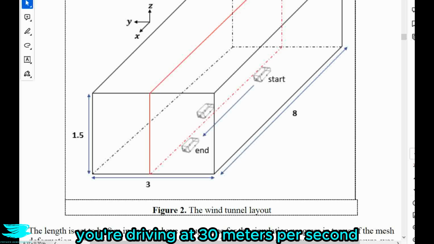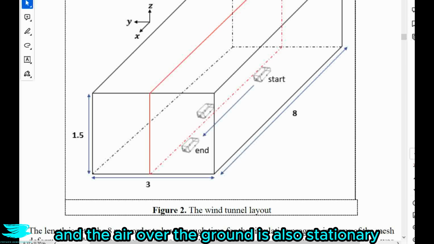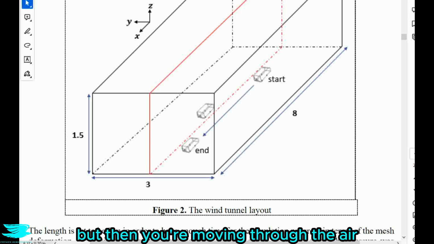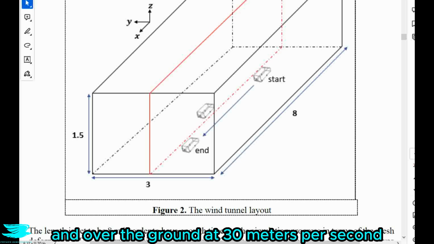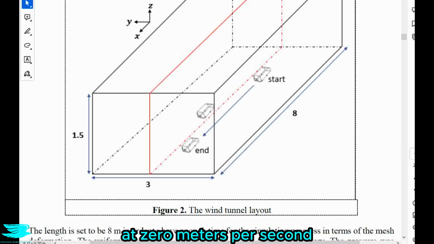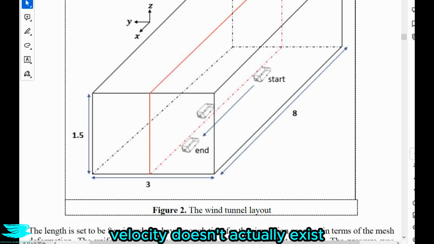say that you're traveling at 30 meters per second, what that means is that the ground is stationary and the air over the ground is also stationary compared to the ground, but then you're moving through the air and over the ground at 30 meters per second, not the other way around. So the air and ground stay relative to each other at 0 meters per second. So as such, the 30 meter per second velocity doesn't actually exist for the air, and hence there's no boundary layer forming over the ground.